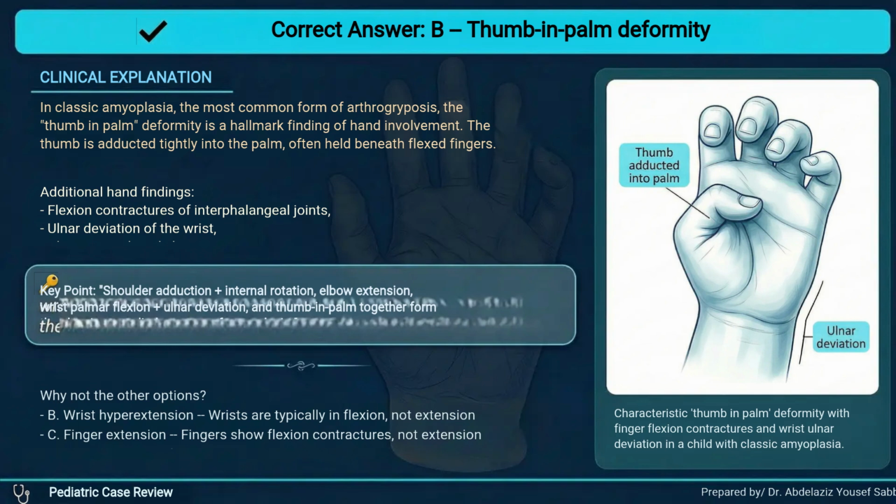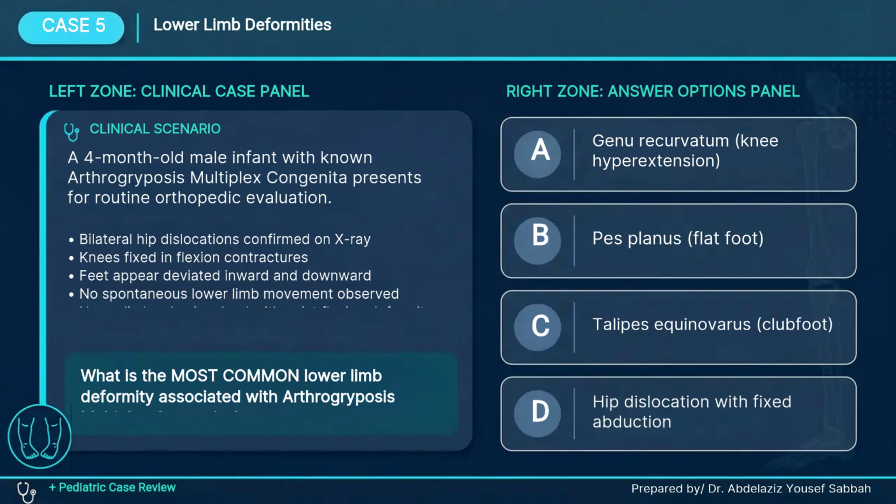Ulnar deviation of the elbow is incorrect because ulnar deviation occurs at the wrist, not the elbow. Case 5. A 4-month-old male infant with known Arthrogryposis Multiplex Congenita presents for routine orthopedic evaluation.